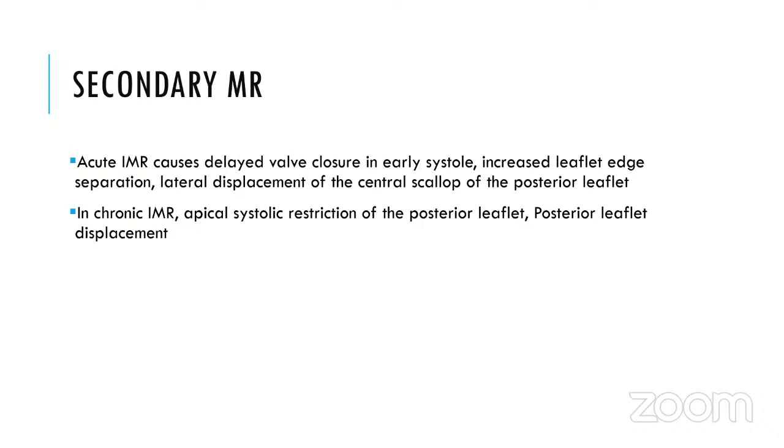In acute ischemic mitral regurgitation, there is usually delayed valve closure in early systole and increased leaflet edge separation and lateral displacement of the central scallop of the posterior leaflet. In chronic MR, however, there is apical systolic restriction of the posterior leaflet and posterior leaflet displacement.